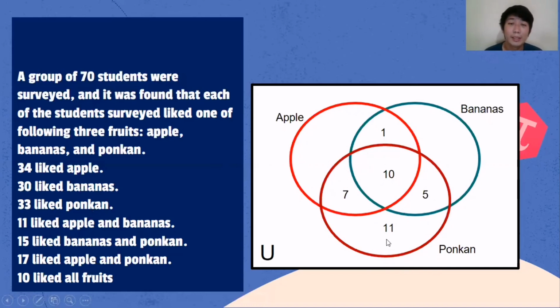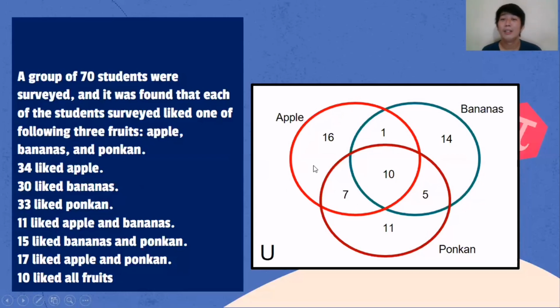I hope you followed. The next one, 30 like bananas. So we have 1, 10, 5, 16. 30 minus 16, we have 14. So when you add all of this, we have 30 like bananas. It didn't say here 30 like bananas only. It was mentioned 30 liked bananas. When you say the word only, that's different. 34 like apple. We have 1 plus 10 plus 7. That's 18. 34 minus 18, the answer will be 16. Very good. So 34 liked apple.